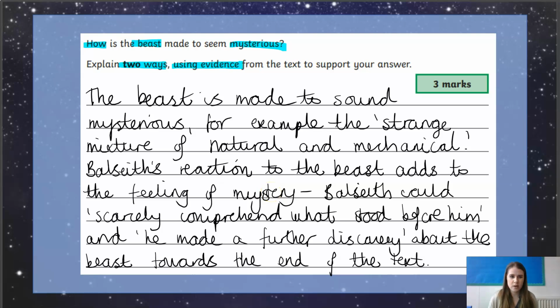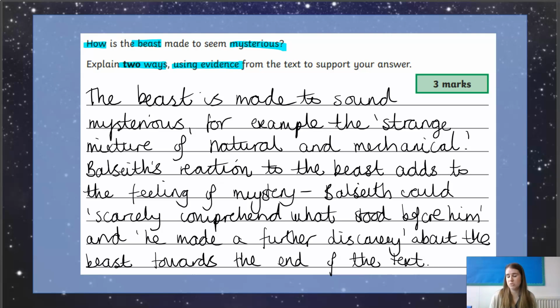He thinks it's weird as well because he could scarcely comprehend. We've looked at scarcely, means hardly. When you comprehend something, you're doing comprehension right now. You're understanding what the text is about. So when he says he could scarcely comprehend, he could hardly understand. So he couldn't quite work out what it was that he was looking at. He didn't understand. He didn't get it, okay?